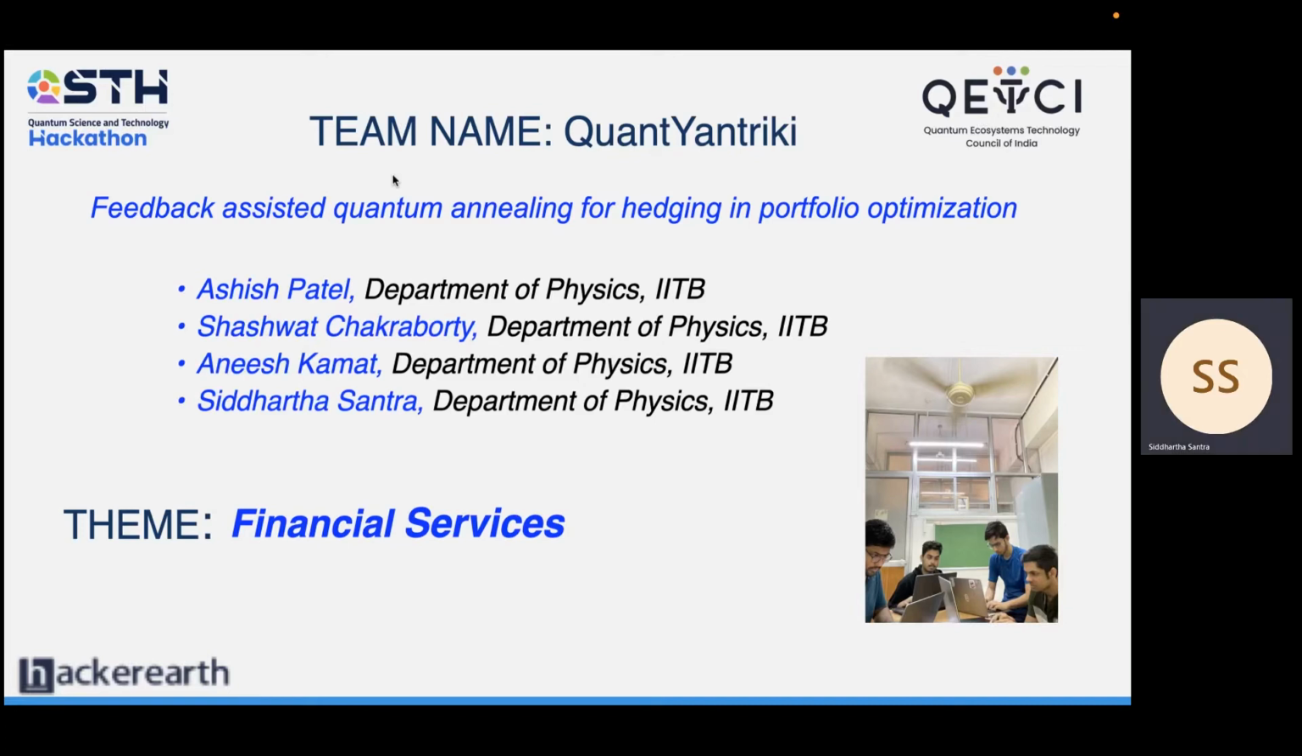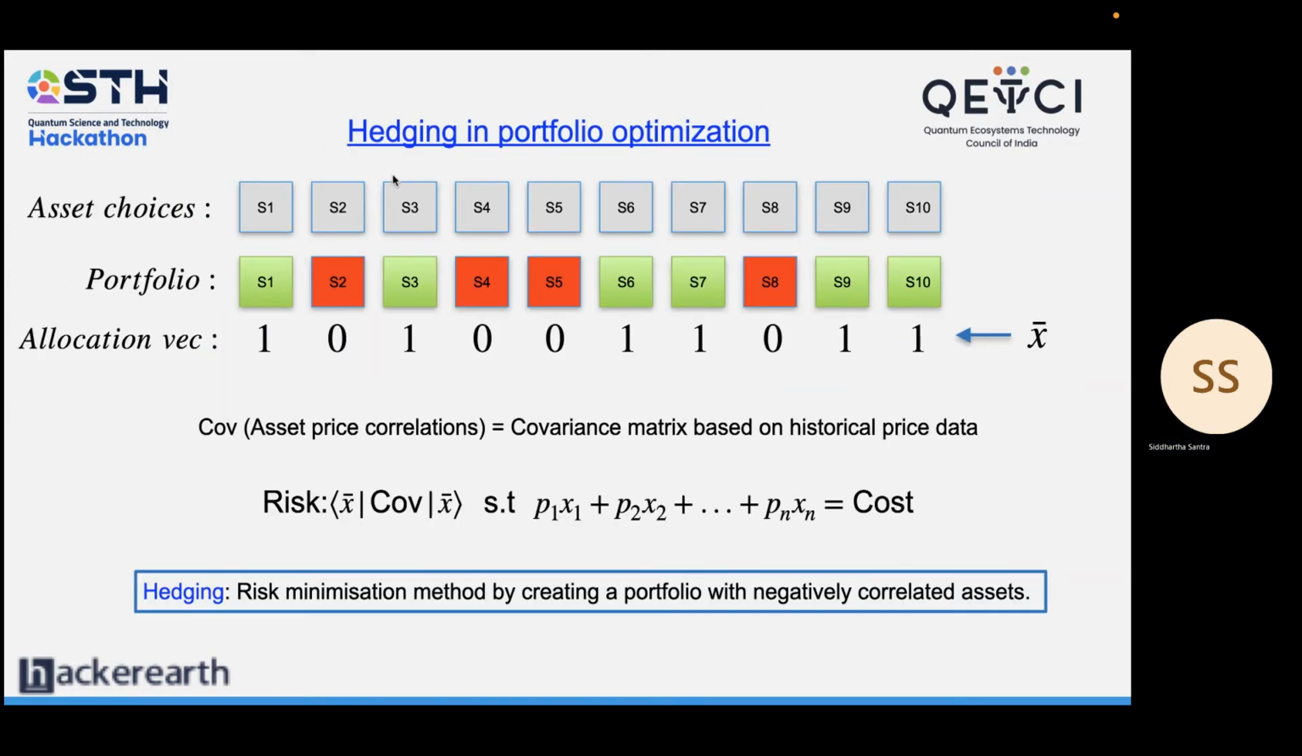Hello everyone, we are QuantYantriki, and our hack for the Quantum Science and Technology Hackathon is based on using feedback assistance in quantum annealing for hedging and portfolio optimization. The goal here is to make the solutions returned by the quantum processors more reliable and more optimal, in addition to exploiting the potential quantum speedups in portfolio optimization. This relates to the financial services theme in the hackathon.